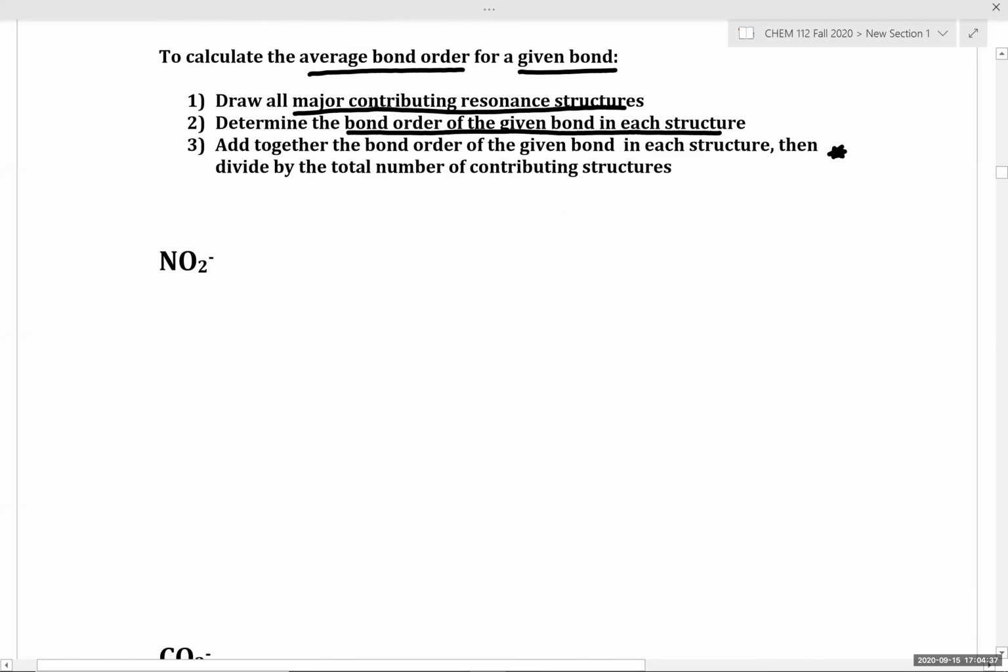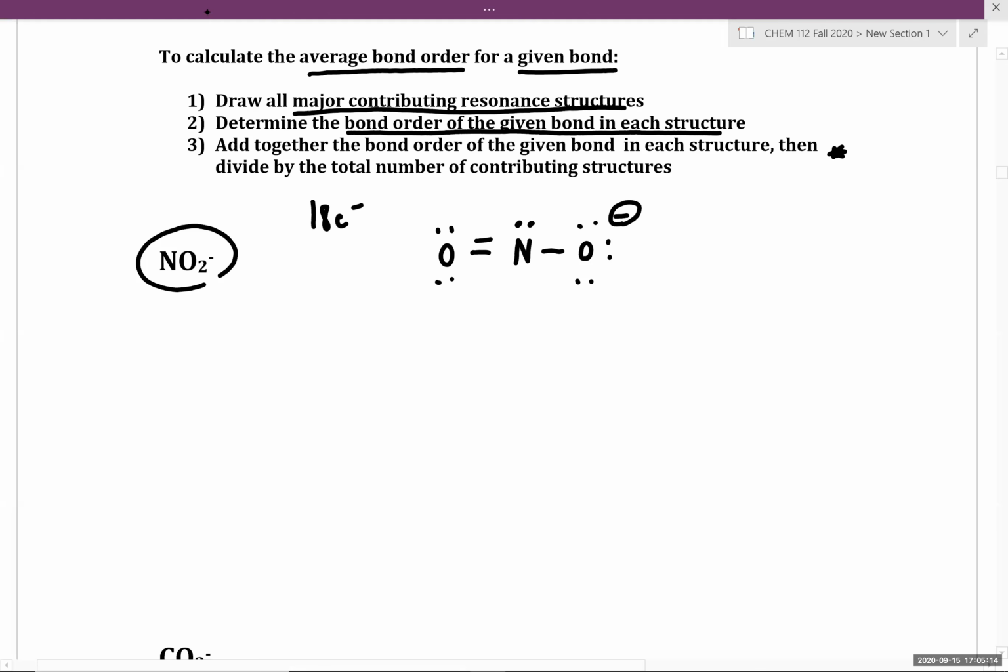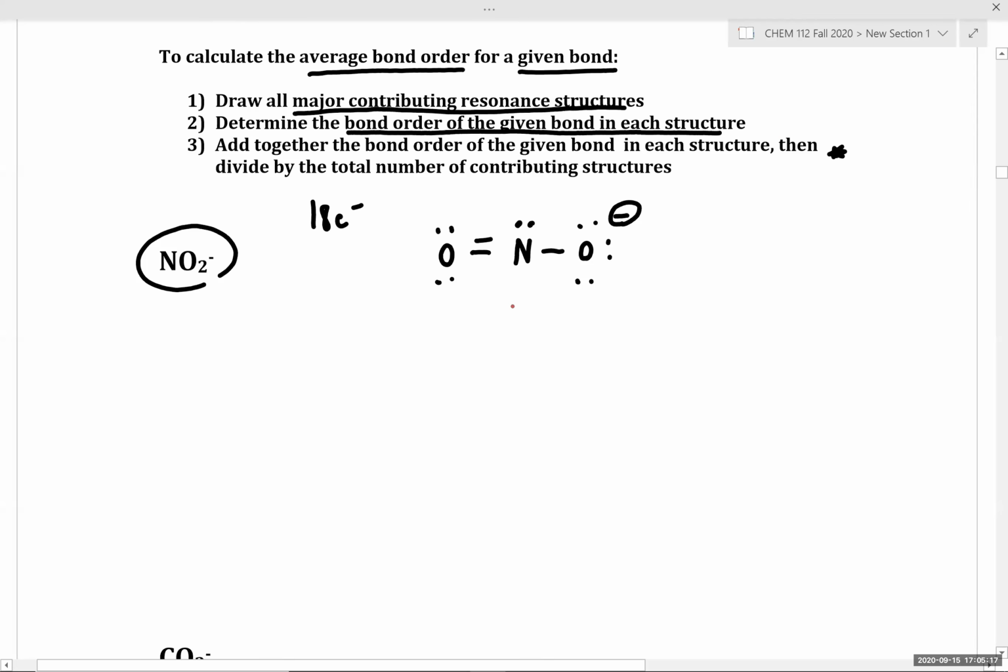So for example, if we're looking at NO2 minus, we have 18 electrons to work with. Two, 4, 6, 8, 10, 12, 14, 16, 18. We then replace one of our lone pairs with a double bond. So now we have a complete initial structure for NO2 minus, or nitrite.